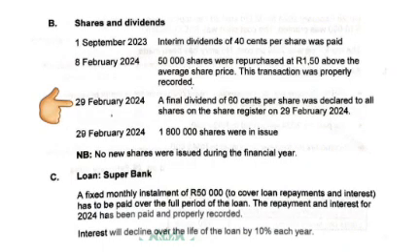When it comes to final, it says on the 29th of February, a final dividend of 60 cents per share was declared to all shares on the register on 29 February 2024. On this date, the buyback had already happened. So that means we are only going to issue 60 cents on the 1,800,000 shares that we have at the end of the year. I hope it's making sense.